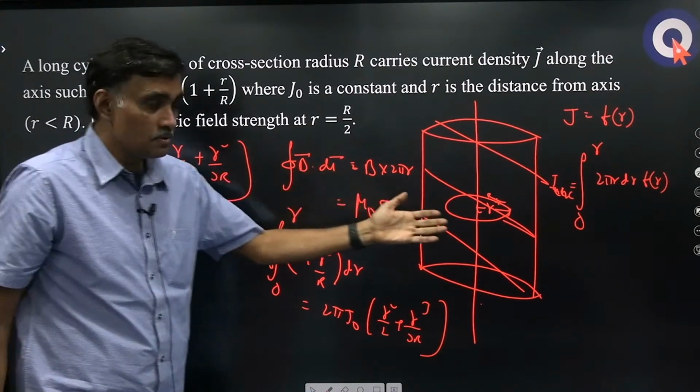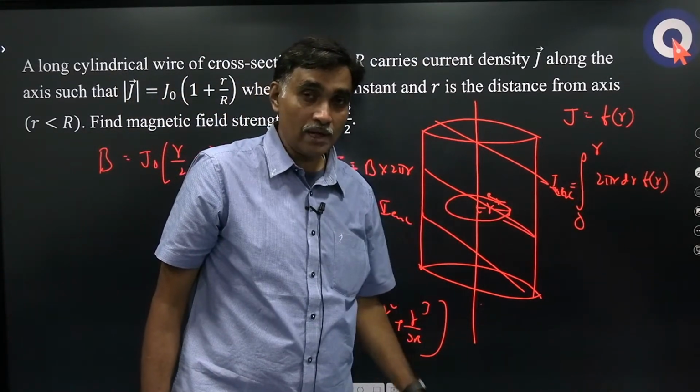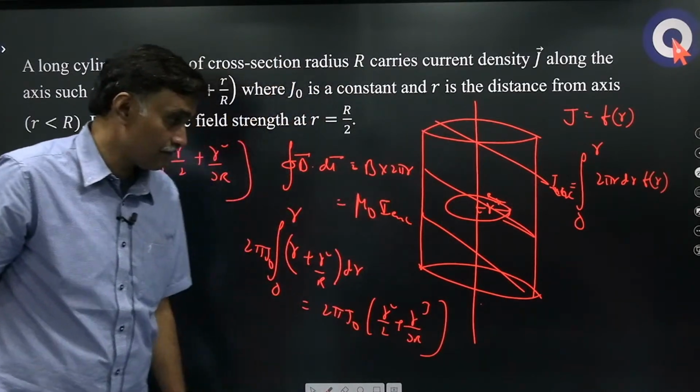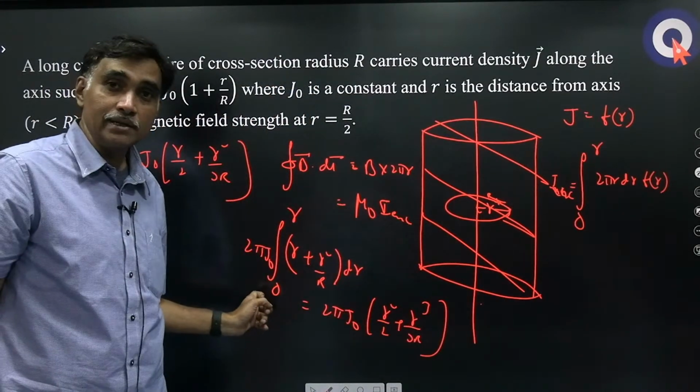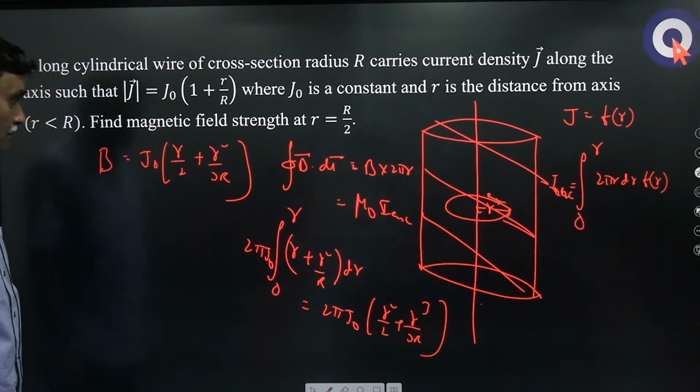Outside, anyhow, it is mu naught I by 2 pi small r, where I is the total current passing through any cross section of the cylinder. The total current you can find by integrating this from 0 to capital R. Okay. So, any doubt in this?